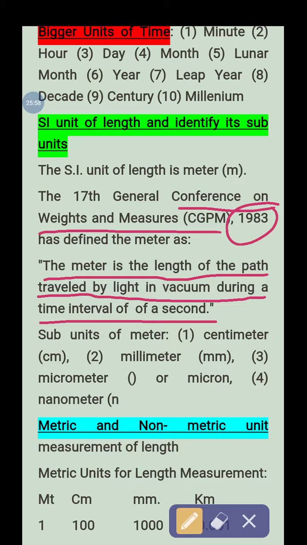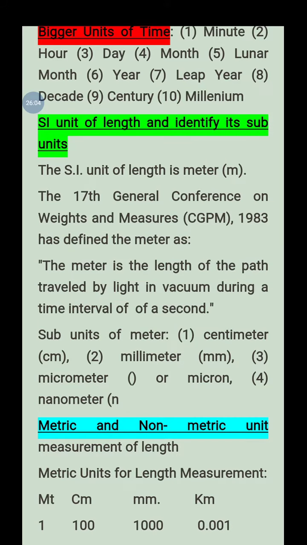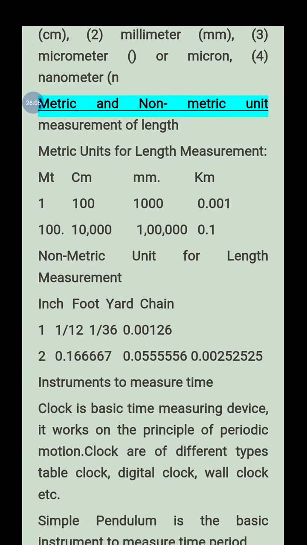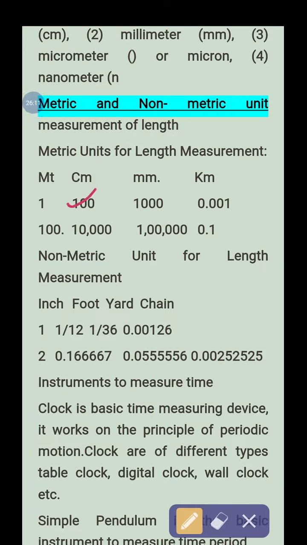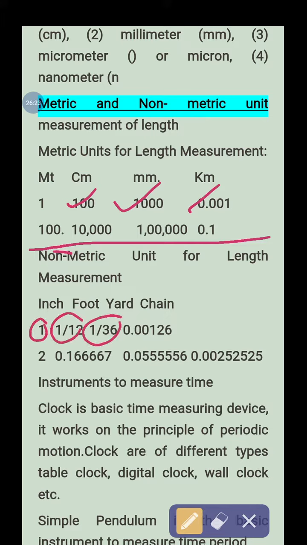Subunits of the meter are the centimeter, millimeter, micrometer, micron. If we are going to convert, then in metric units of length, 1 meter is 100 centimeter, 1000 millimeter, 0.001 kilometer. In 100 meter, just multiply it by 100. In non-metric units, take the inch. 1 inch is 1/12 foot, 1/36 yard, 0.0000254 kilometer.